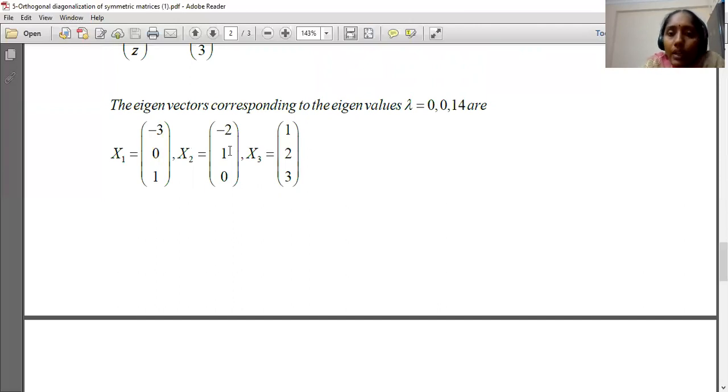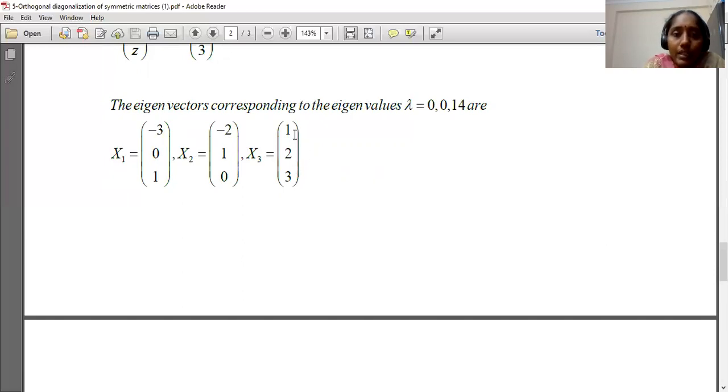What about x1 dot x2? Minus 3 into minus 2 is 6, plus 1 into 0 is 0, plus 1 into 0 is 0. That means the total is 6, which is not equal to 0. That means x1 and x2 are not orthogonal. Next, x2 dot x3: minus 2 into 1 is minus 2, plus 1 into 2 is 2, minus 2 plus 2 is 0, plus 0. So x2, x3 are orthogonal.